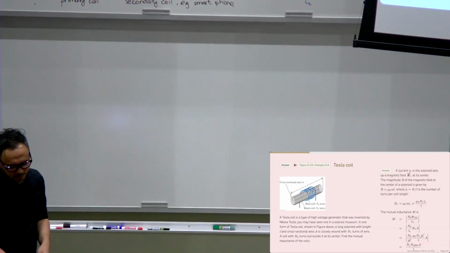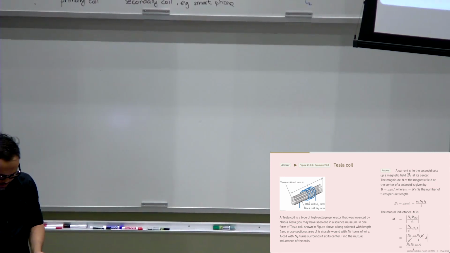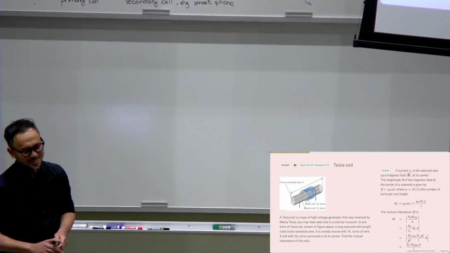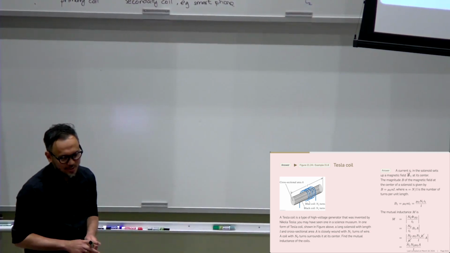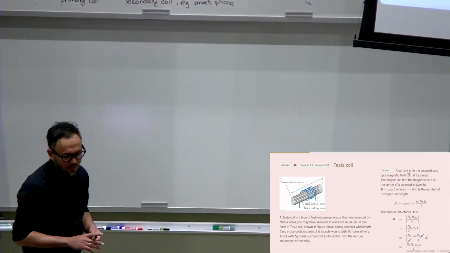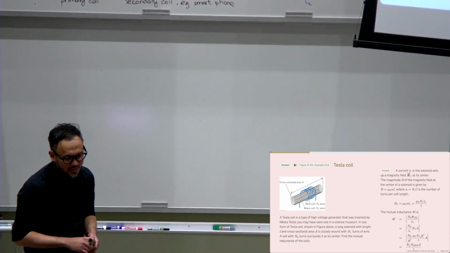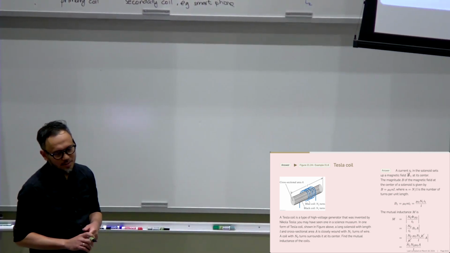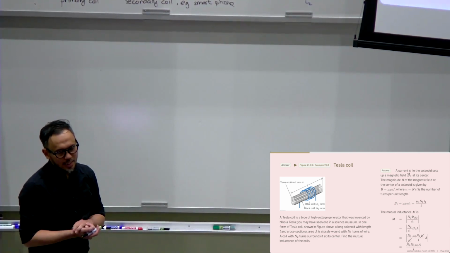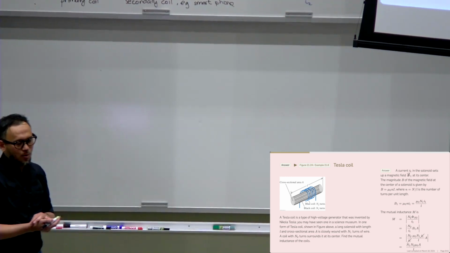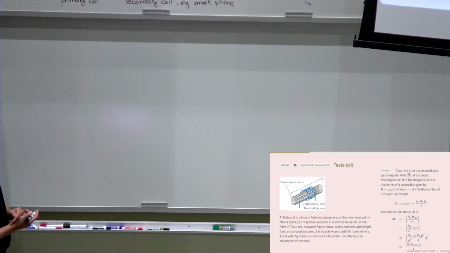And then there is this derivation. This is a famous device, made by Tesla. Oh, sorry. Well, too late, so I can just read it. Basically it's a Tesla coil. It has two coils, which are coaxial or concentric. They have N1 and N2 turns and a certain length. The question is, what is the mutual inductance?